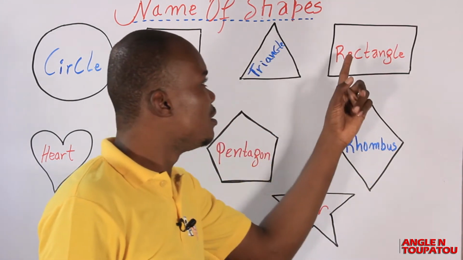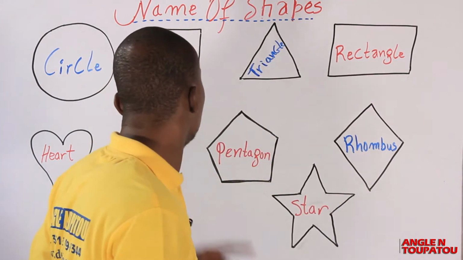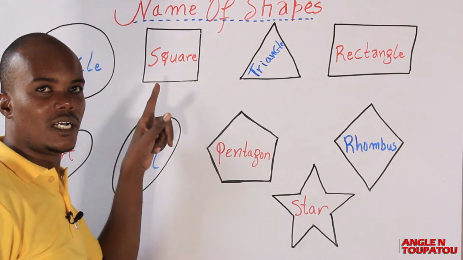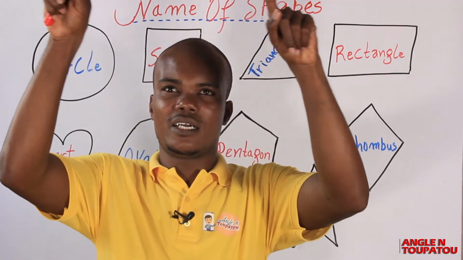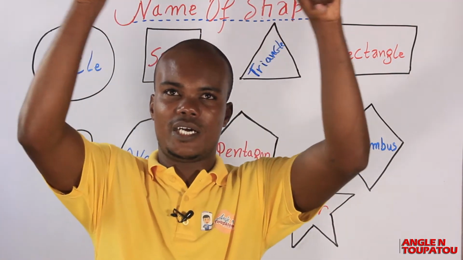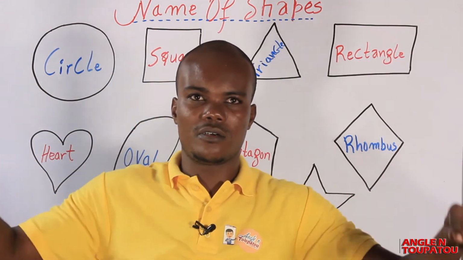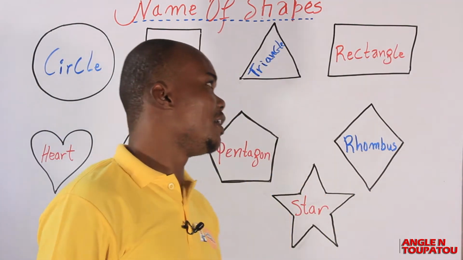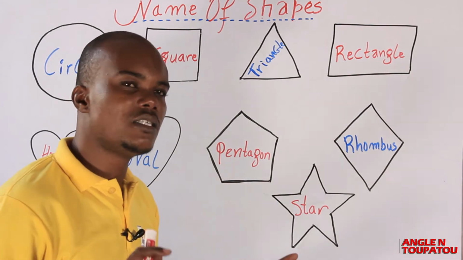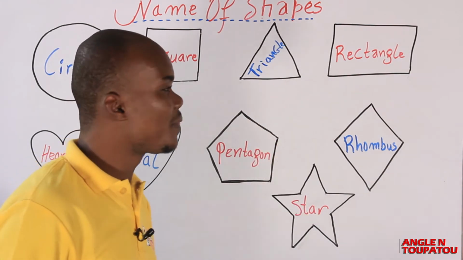You see, rectangle, square. A square, but a rectangle. Okay, good. A rectangle. Ça really rectangle.